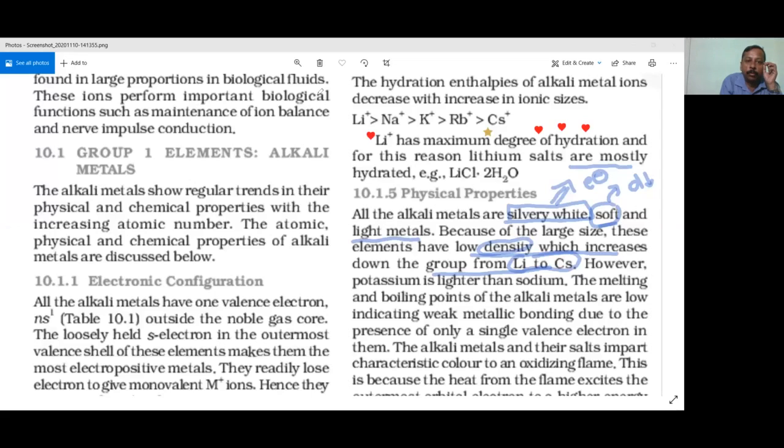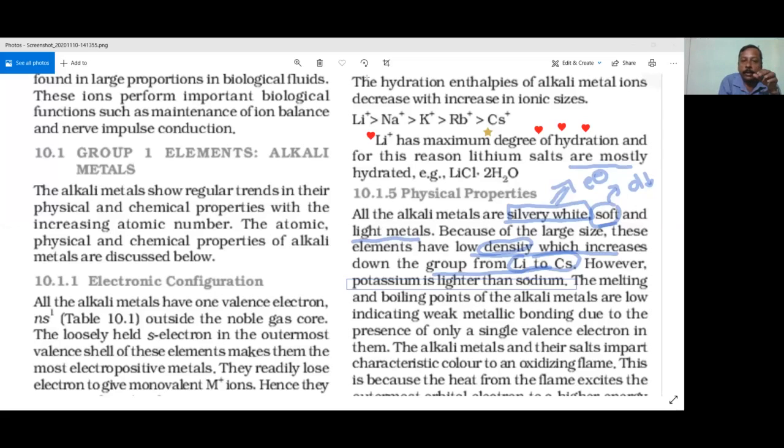I don't know how you will remember. Okay, so this is a very important thing you will remember. Potassium is lighter than sodium. This is one of the exceptions. So the lightest metal among potassium and sodium will be potassium.